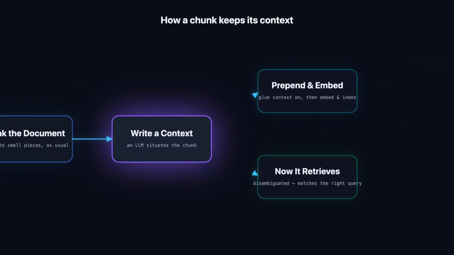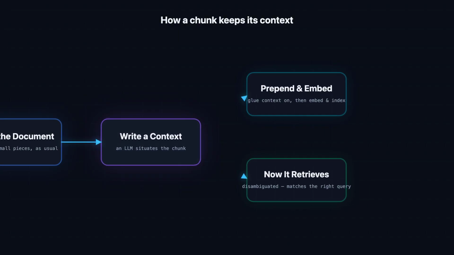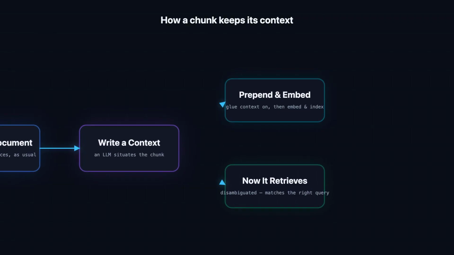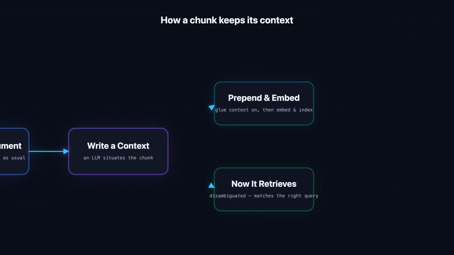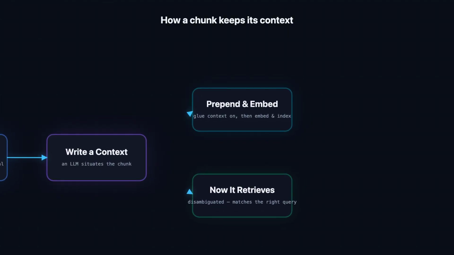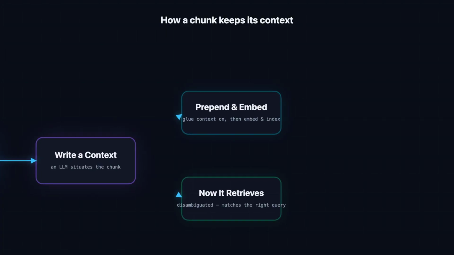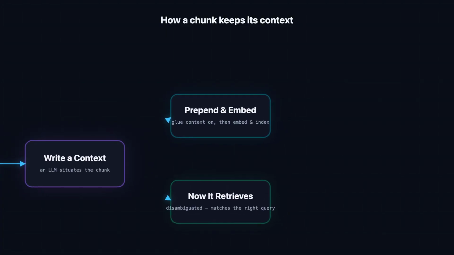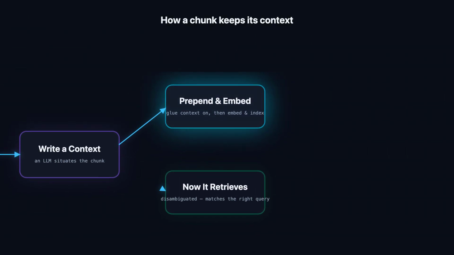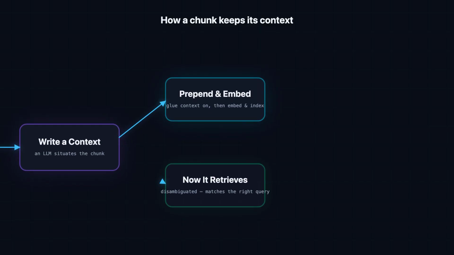Here is the clever step. For each chunk, we hand both the chunk and the whole document to an LLM and ask it to write a short context, a sentence or two that situates this chunk inside the bigger picture, naming the company, the quarter, the topic it came from. That little context gets glued onto the front of the chunk before anything else happens.